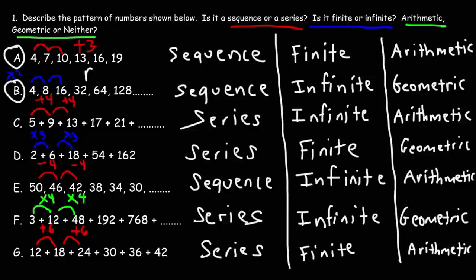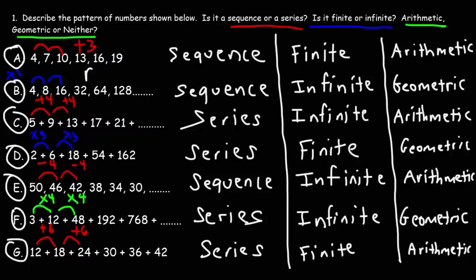Part B, this is an infinite geometric sequence. C, we have an infinite arithmetic series. D is a finite geometric series. E is an infinite arithmetic sequence. F is an infinite geometric series. G is a finite arithmetic series. So we have 3 columns of information with 2 different possible choices.